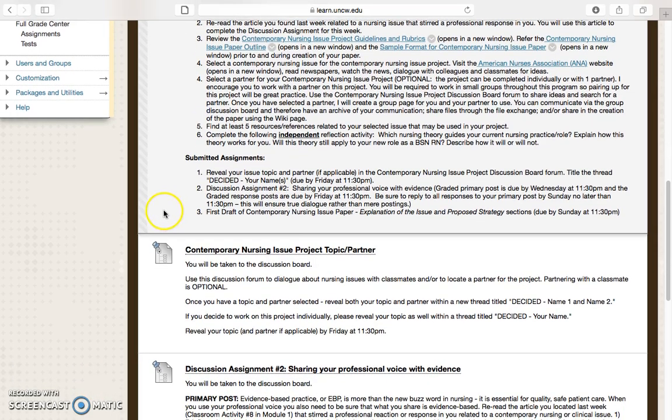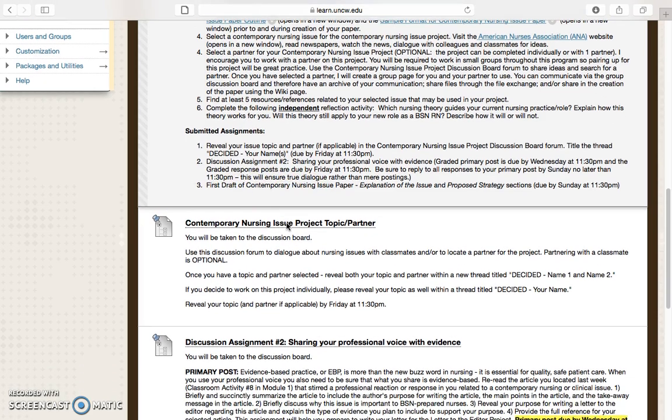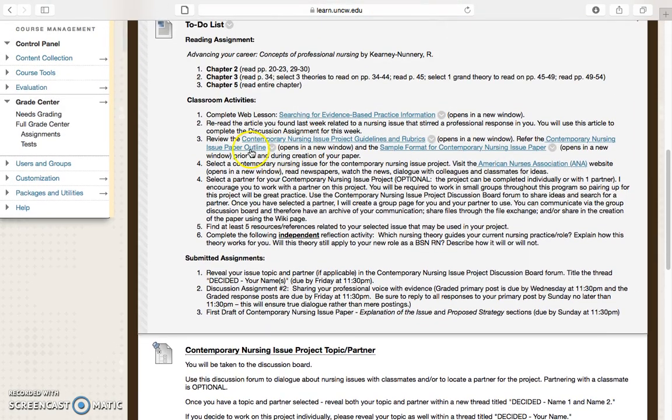The next thing you have due this week is the first draft of your Contemporary Nursing Issue paper. So this week you will be sharing with me the explanation of your issue and the proposed strategies. So let's open up that outline here in number 3 for activities to get a better idea of what that is.